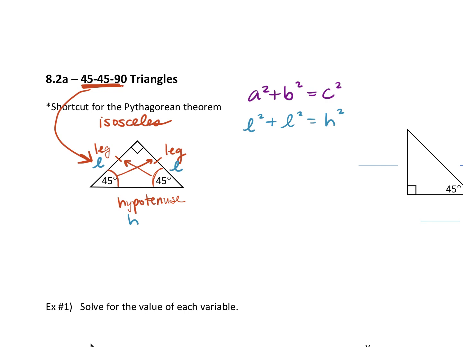Okay, so here's what you do. This is L squared plus L squared. You told me earlier what x squared plus x squared was. What's L squared plus L squared? 2L squared, right? So if I simplify this, this is 2L squared equals H squared.